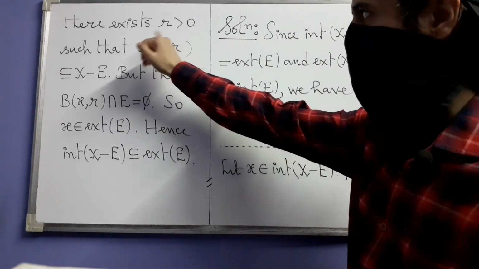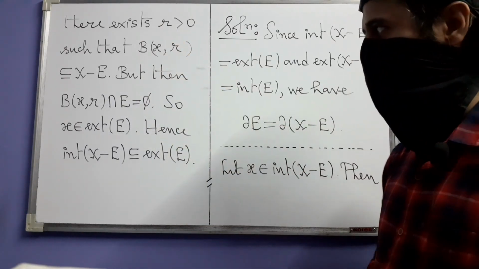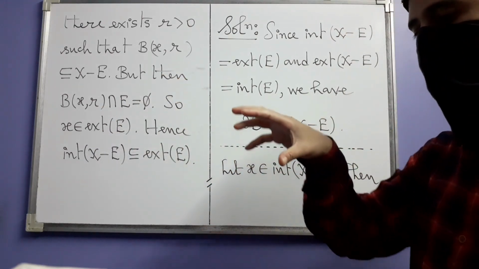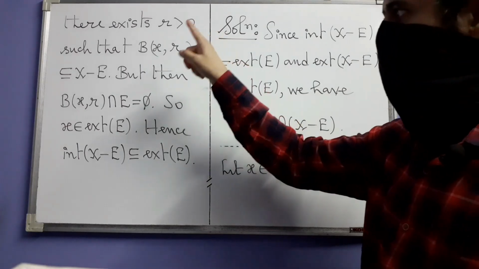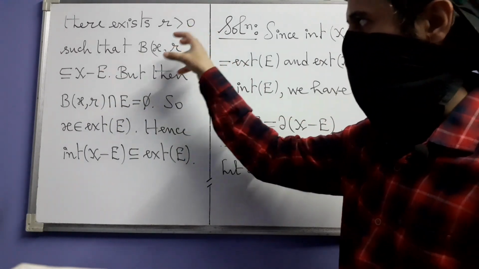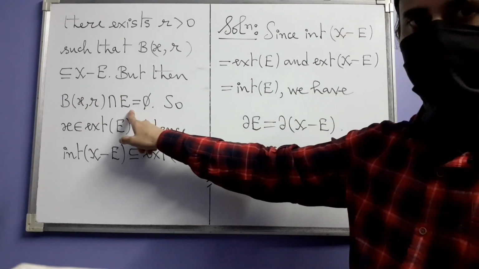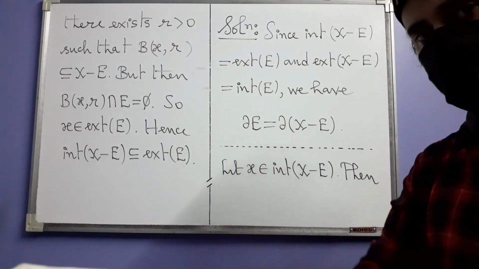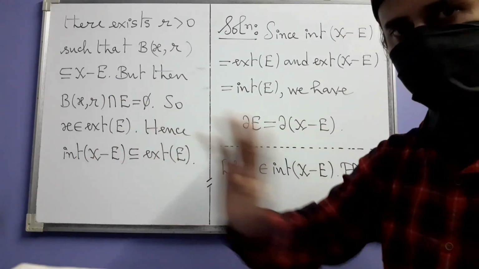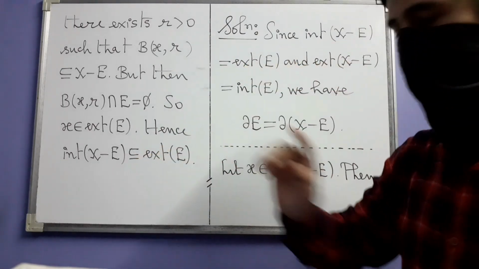So that means this ball is a subset of the complement of E in X. But then the ball does not intersect E at all because it's sitting inside the complement. And the complement of E and E themselves are disjoint. So if something is totally inside X difference E, obviously it will not intersect E. But then by the definition of an exterior point, x becomes an exterior point of E. So x belongs to the exterior of E. And that's how this is a subset of this.